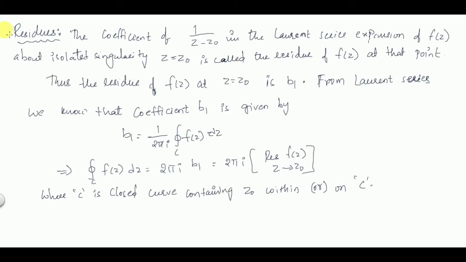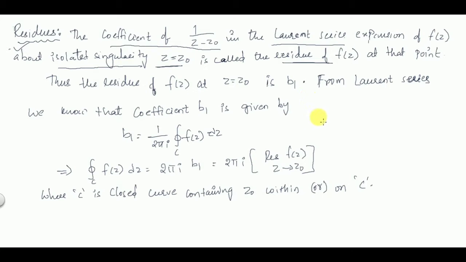So residue is the coefficient of 1 by z minus z naught in the Laurent series expansion of f of z about the isolated singularity z is equal to z naught, is called as the residue of f of z.